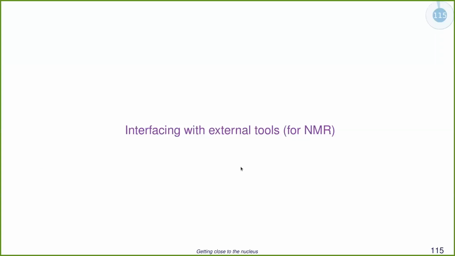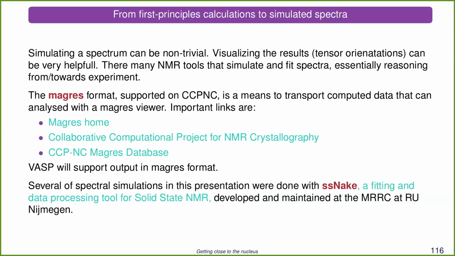So we have to wrap up now. Two last things to say. Interfacing with external stuff. If you want to simulate spectra, you want to dump everything in a format that is suitable for that. There is this MAGRES format, which will be supported in the new release of VASP, so that you can use the tools these people have made, the MAGRES viewer, for example, to visualize the data. And that will be in the next one.